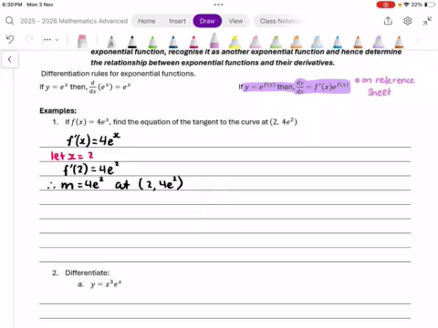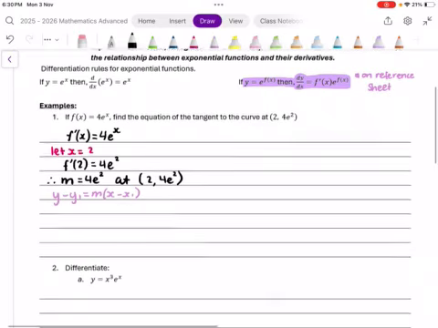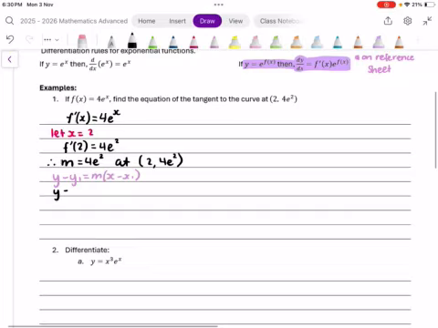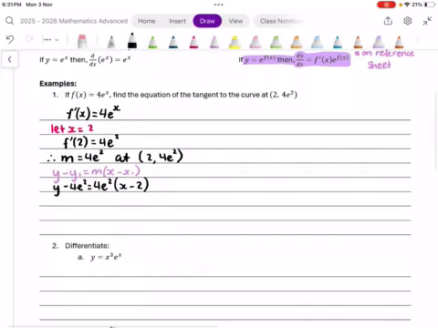What we're then going to do is substitute this into our point gradient formula, y minus y1 equals m bracket x minus x1, not our gradient intercept form. So when we substitute into this, we get y minus our y1, 4e squared, equals our gradient of 4e squared lots of x minus 2. From here, we just expand our bracket to have y minus 4e squared is equal to 4e squared x minus 8e squared.